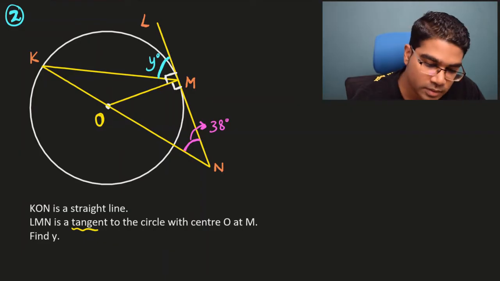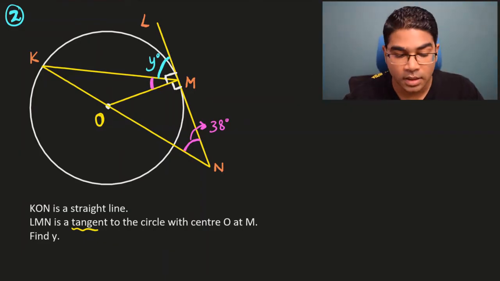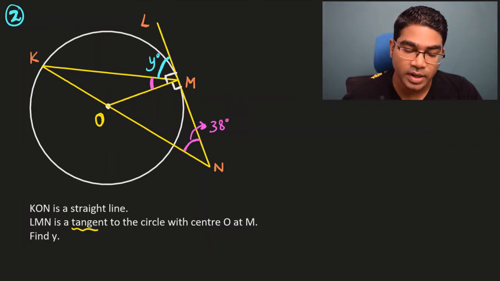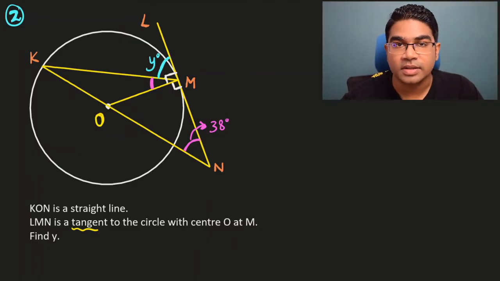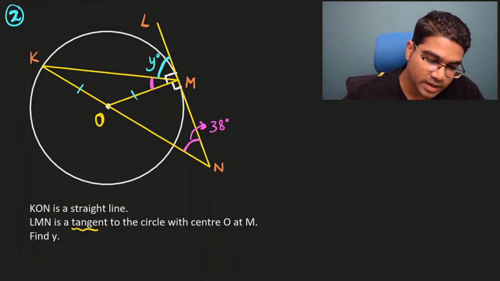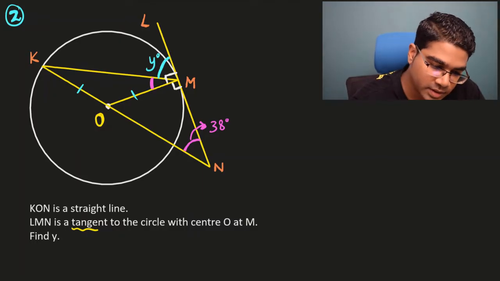In order to find y, we need to find this angle. If we can find this angle, since we know the sum is 90 degrees, then we can just subtract and find y. So how to find that angle? Again, we need to recognize when there are isosceles triangles. This is very useful. So we have this and this is the same length since they are both the radius of the circle. So we have an isosceles triangle here.